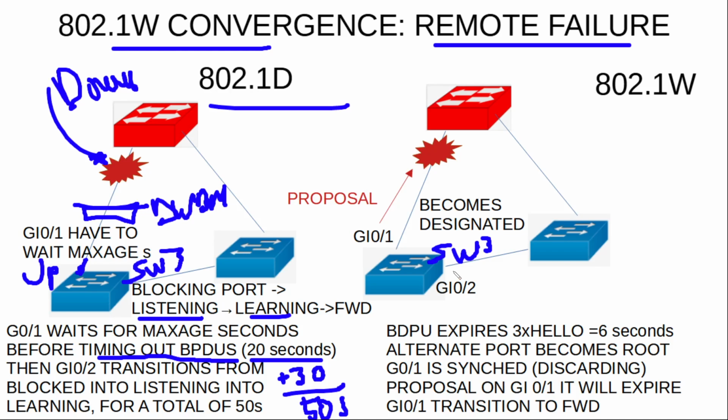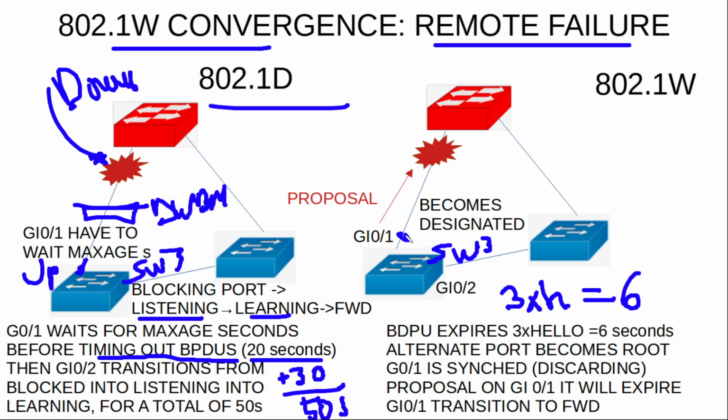whereas with rapid spanning tree, in this case switch 3 will take 3 times the hello time to figure out that something is wrong, because it has stopped receiving hellos, BPDUs. So it will take 6 seconds to notice an event happened in the network. After that, it will start the proposal and agreement process for rapid spanning tree.